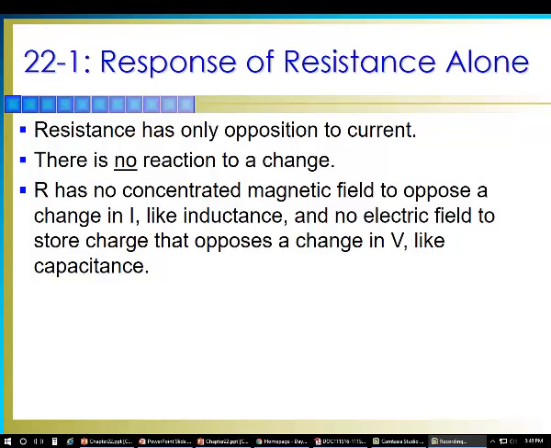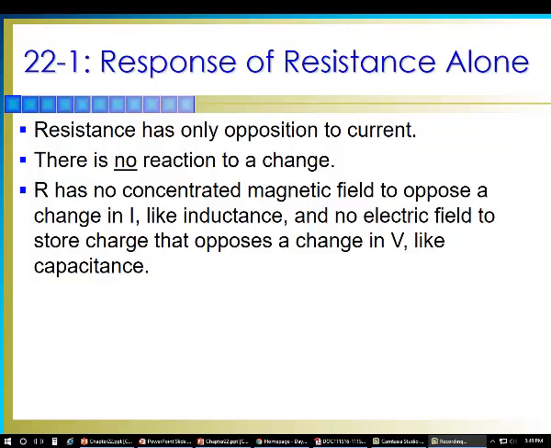This lecture is on chapter 22, and the concept that we're going to cover in this chapter is called the RC and LR time constants. So before we get into the actual topic of time constants, let's take a quick review of resistance.